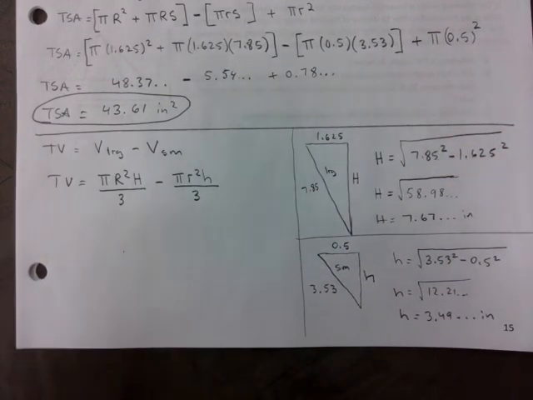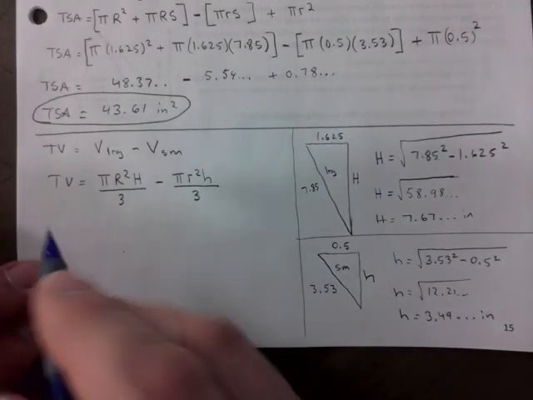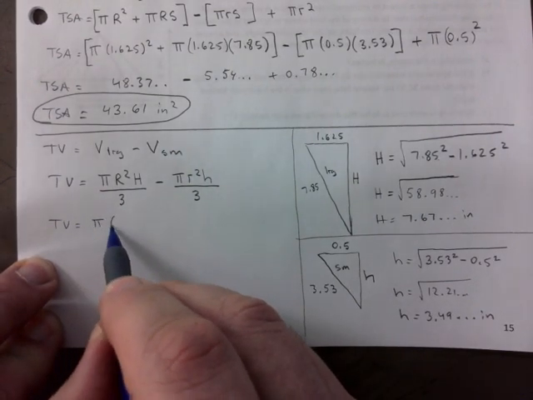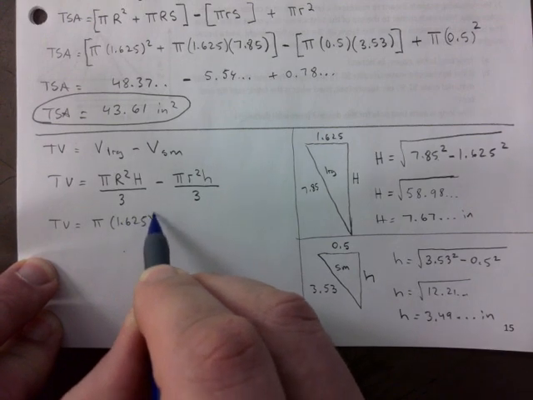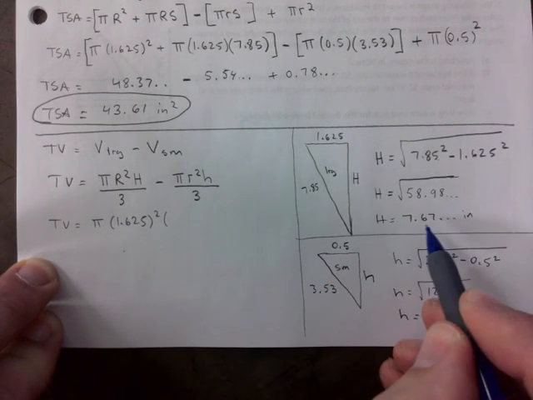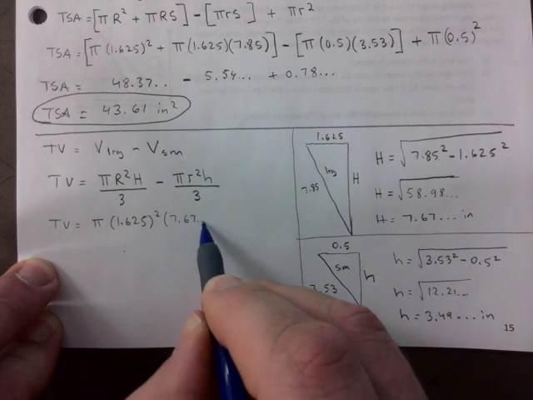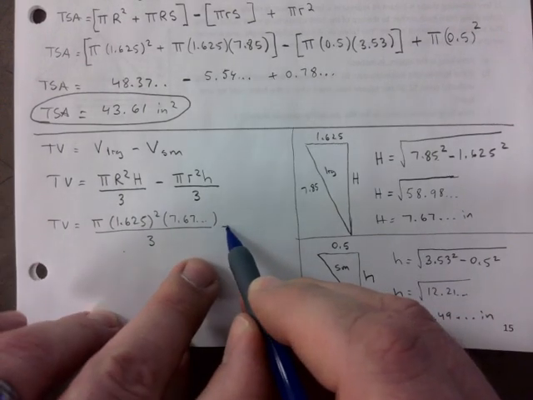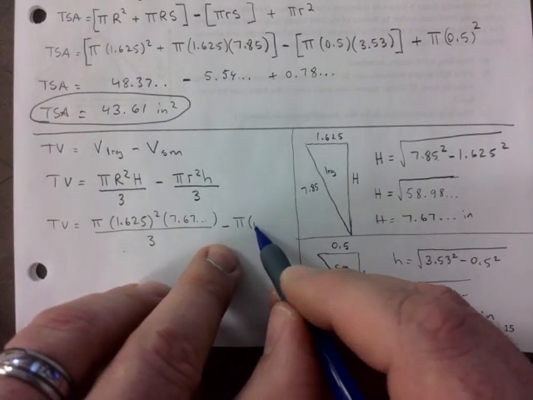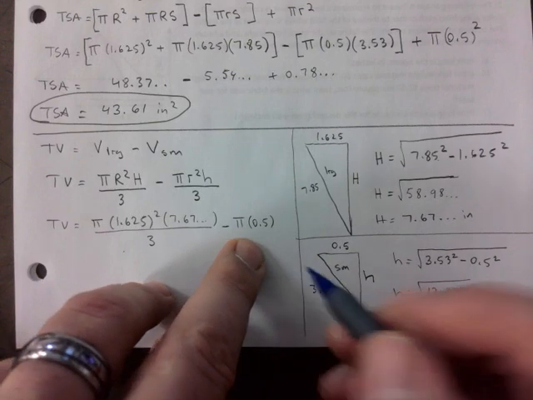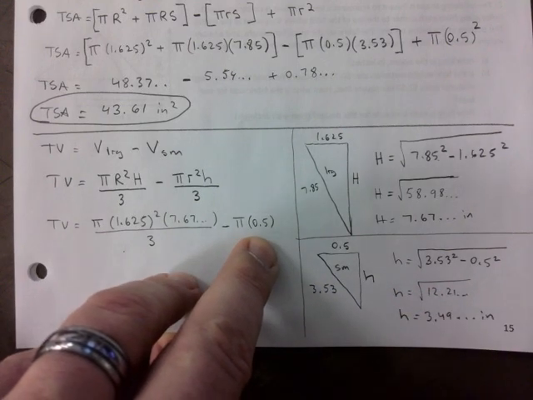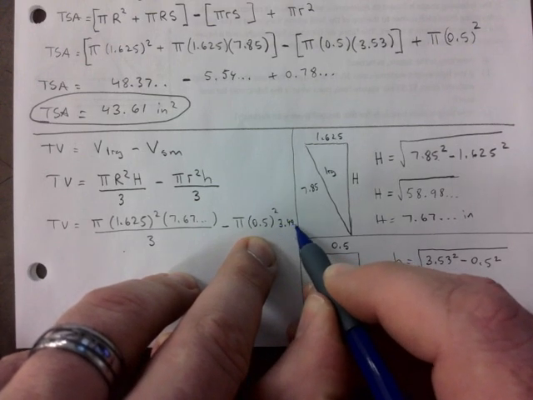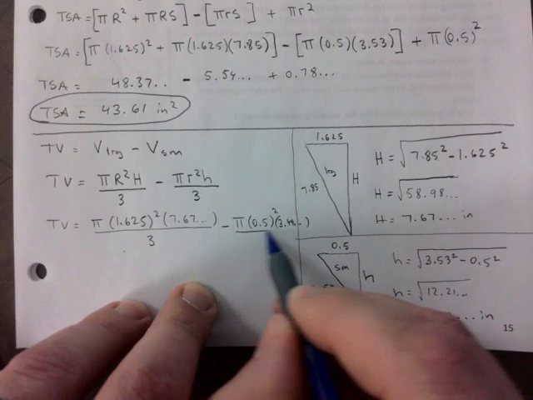But there we go. So now let's plug it in here and complete this, the total volume. So it's pi times the radius of the large one squared times the height, 7.67 dot dot dot, divided by 3. Oops, tight space here, but I'm going to make it work. Squared, don't forget the square, and then it's 3.49 dot dot dot divided by 3.